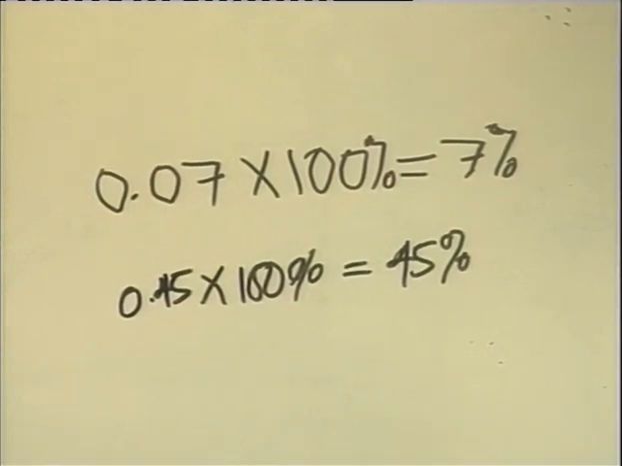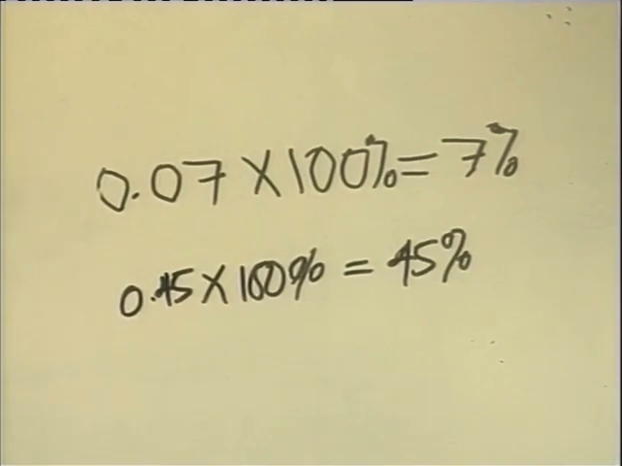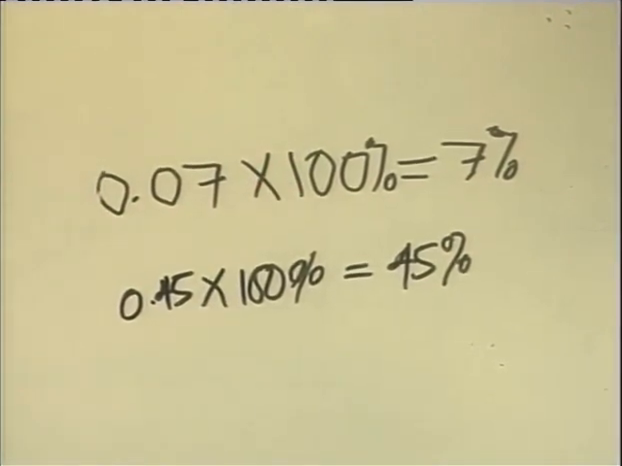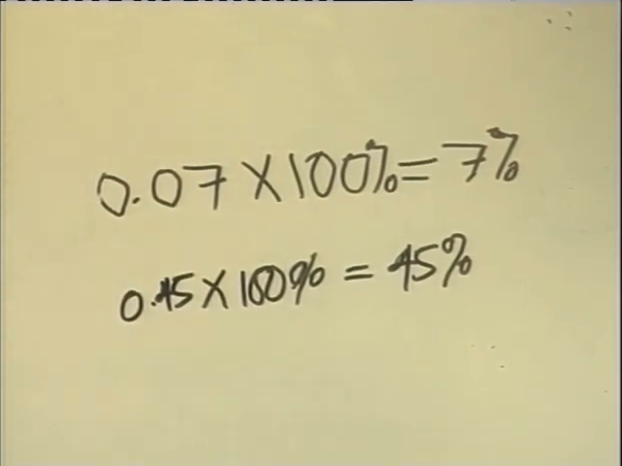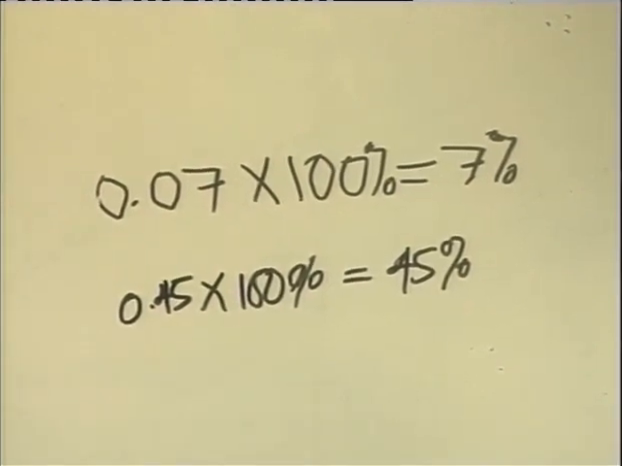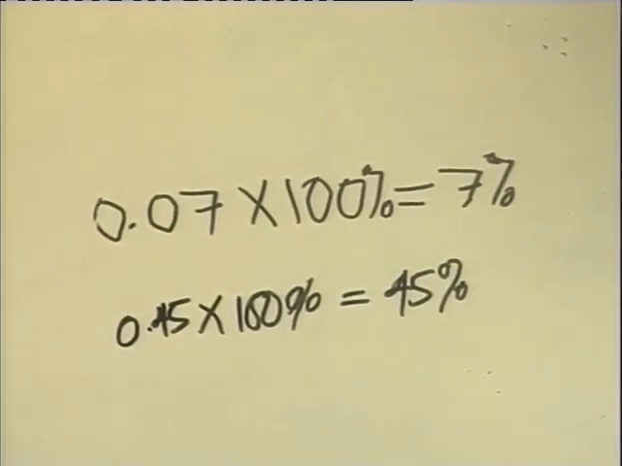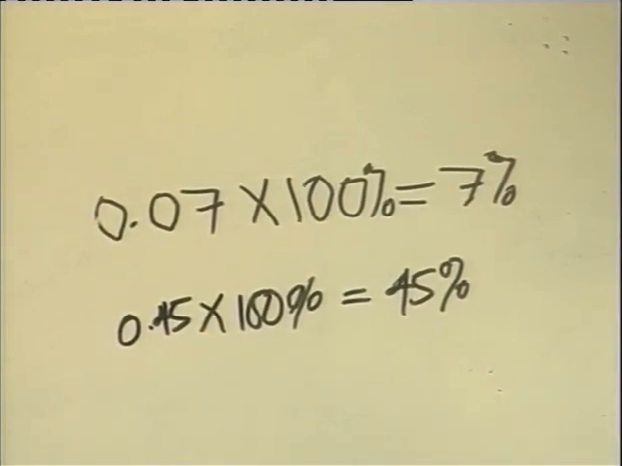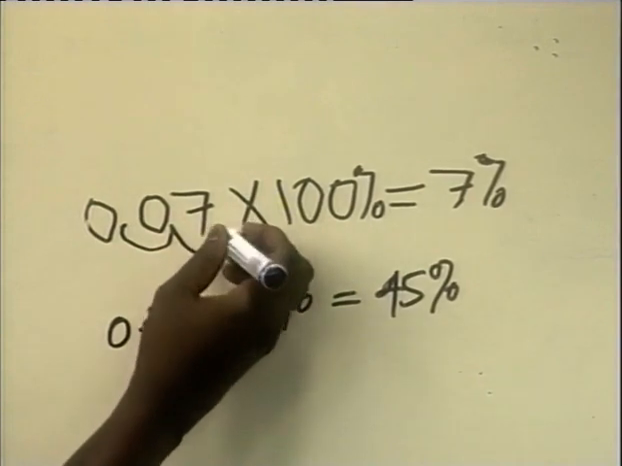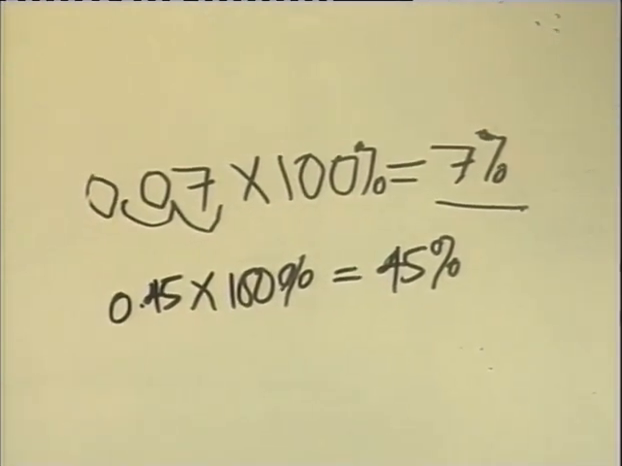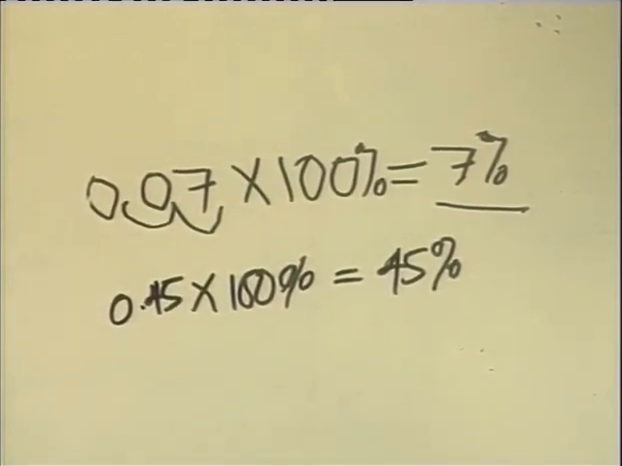Okay, the first one we have 0.07. The rule is to change a decimal into a percentage. We must always multiply by 100, which means move 2 decimal places to the right. And the same applies for activity B. We have 0.45 times 100, and our answer is 45%.